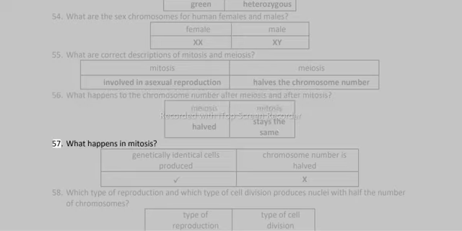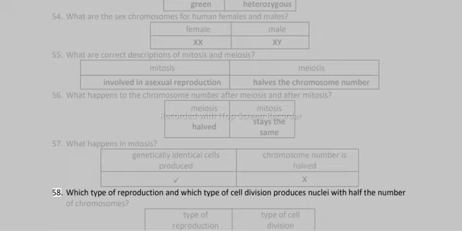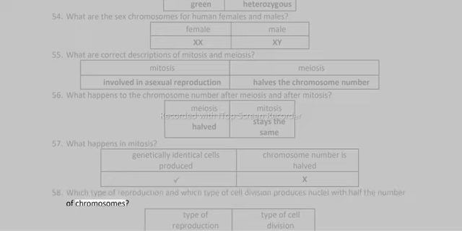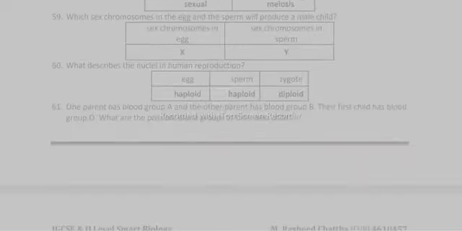Halved, stays the same. 57. What happens in mitosis? Genetically identical cells produced; chromosome number is halved, X. 58. Which type of reproduction and which type of cell division produces nuclei with half the number of chromosomes? Type of reproduction, type of cell division: sexual, meiosis.